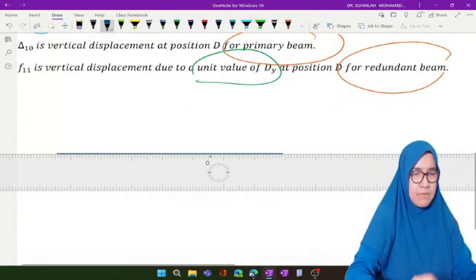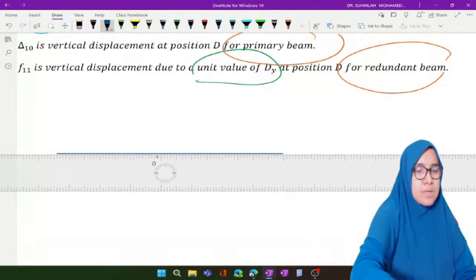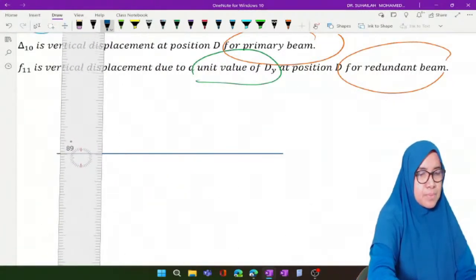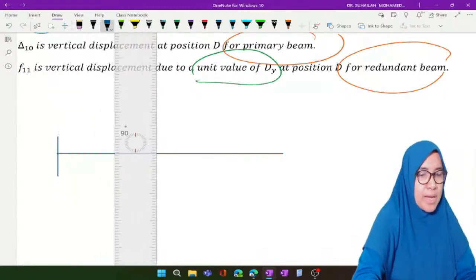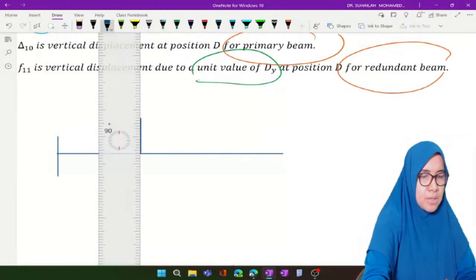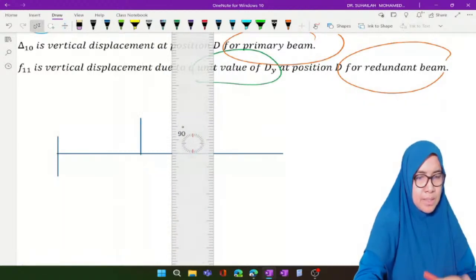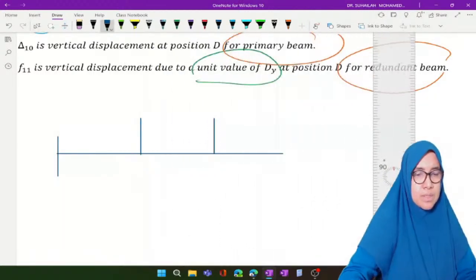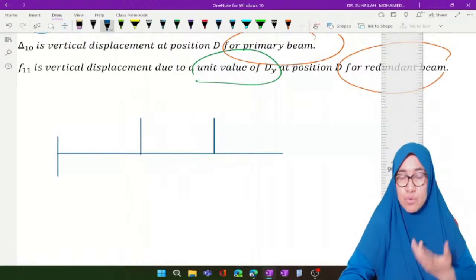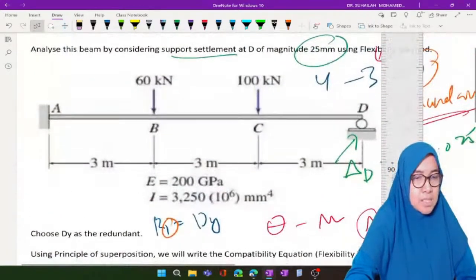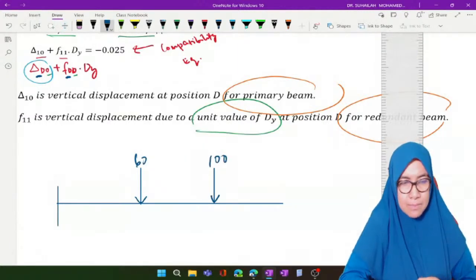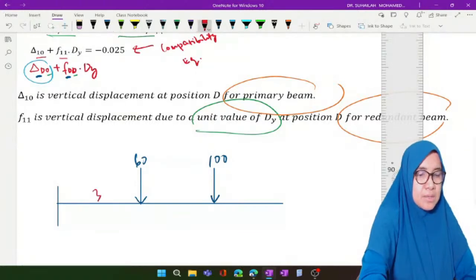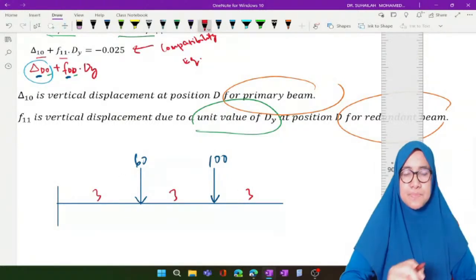So we have, okay, it is a cantilever. It is a cantilever with a point load, and another point load. There is no roller anymore because we have removed it. Okay, it is 60 and 100. This is 60, this is 100 kilonewton, and the lengths are 3 meter, 3 meter, 3 meter.